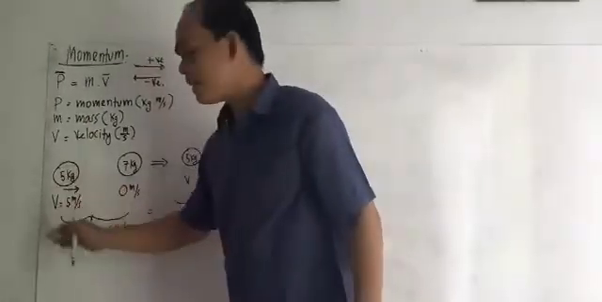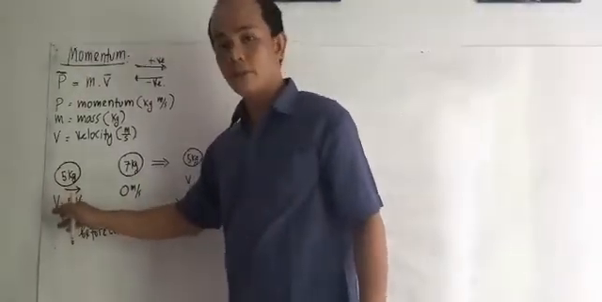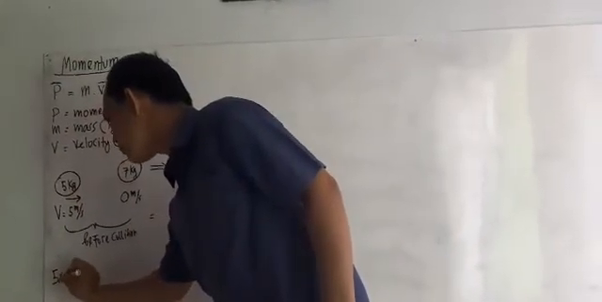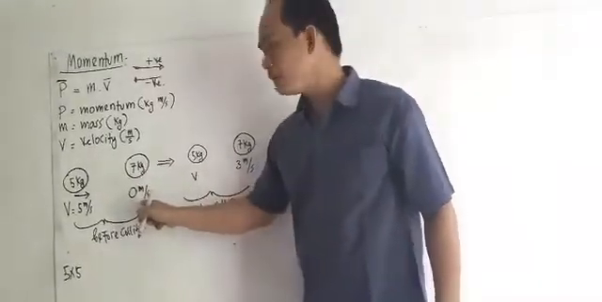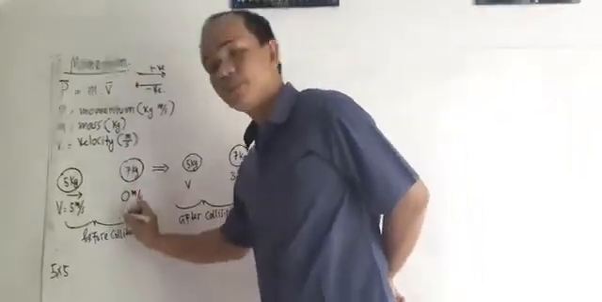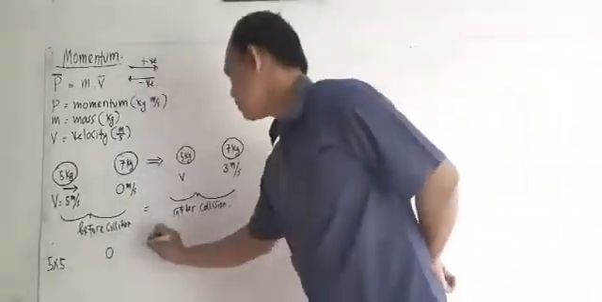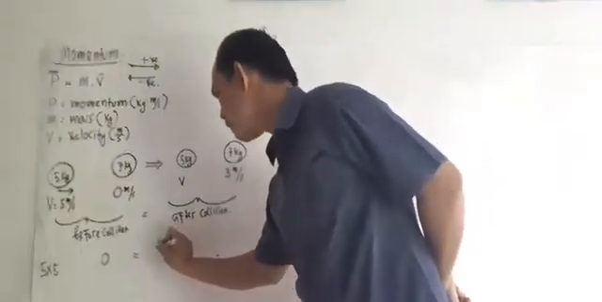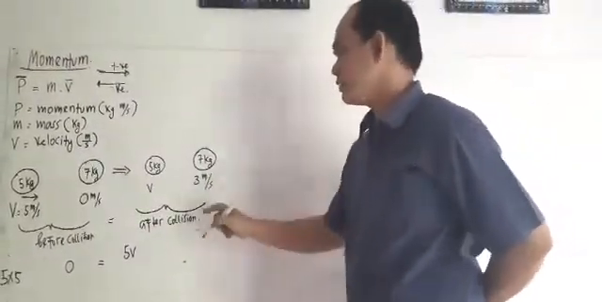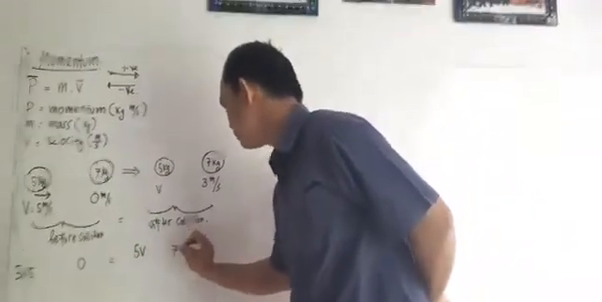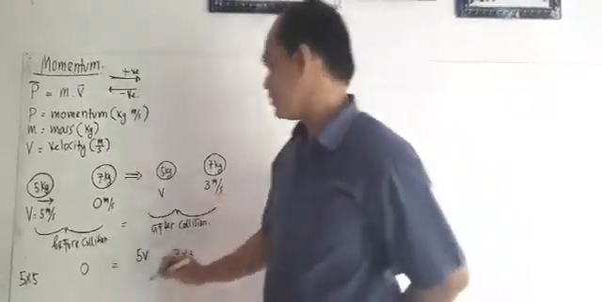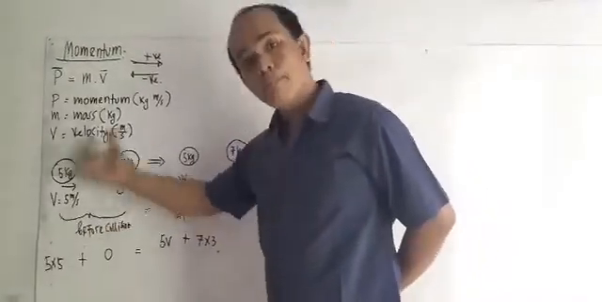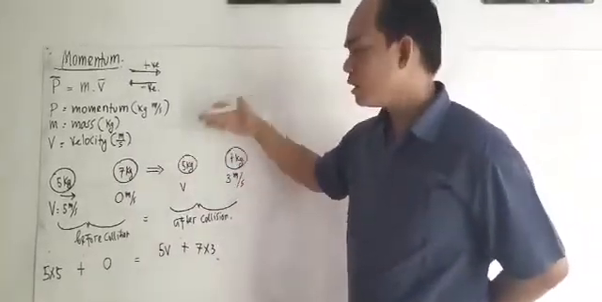Before the collision, the momentum is equal to mass multiplied by velocity. So the mass is 5, the velocity is 5, so the momentum is 5 times 5. Okay? So what's the momentum of this 7 kilograms ball? The momentum of the 7 kilograms ball is 0, because its velocity is 0. So it is equal to the momentum of the 5 kilograms ball after the collision, which is 5v, and the momentum of the 7 kilograms ball, which is 21, 7 multiplied by 3. Okay? So the total momentum before is equal to the total momentum after the collision.